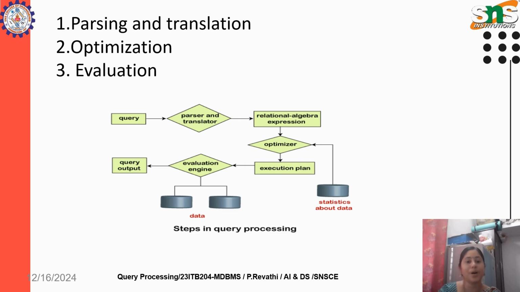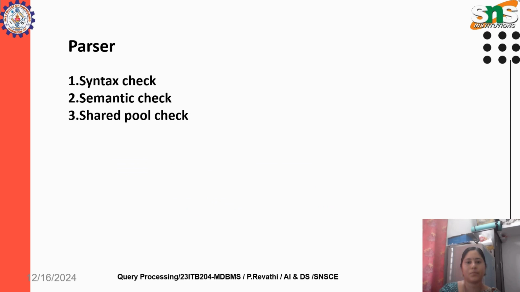Step 1, that is parser. During parse call, the database performs the following checks: syntax check, semantics check, and shared pool check. Parser performs the following checks, that is syntax check. Syntax check concludes SQL syntactic validity.